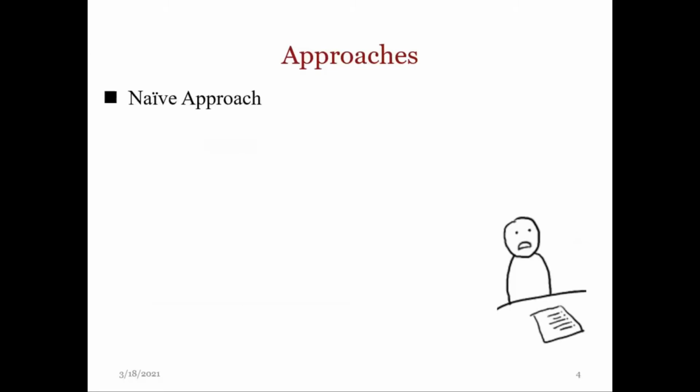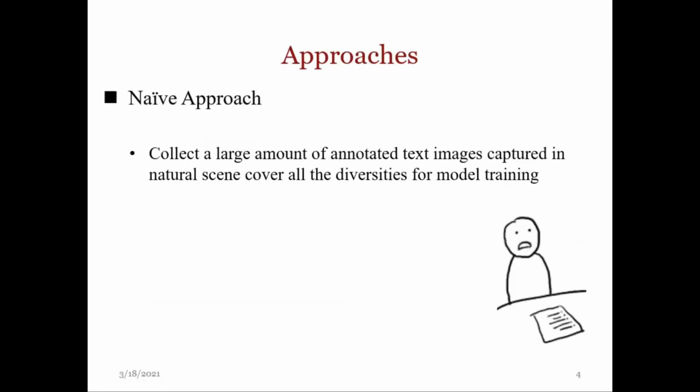So the naive approach is we can take a lot of pictures and try to collect a large amount of annotated text images captured in real scenes to cover all the diversity for model training. But actually this is very unaffordable in time and effort, because we have a lot of diversity of different fonts, different sizes, different backgrounds, and different curves. So it is almost impossible to capture all the diversity from real scenes.